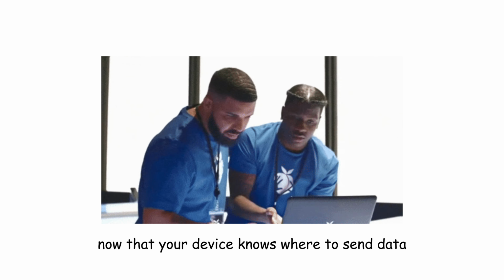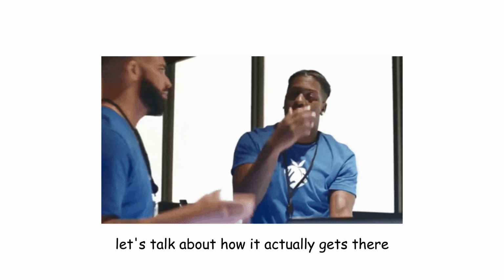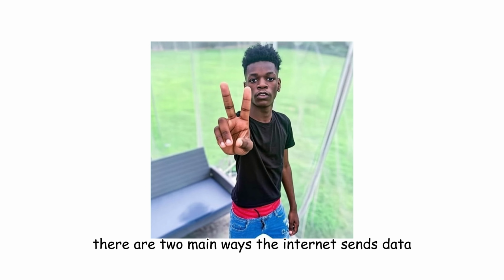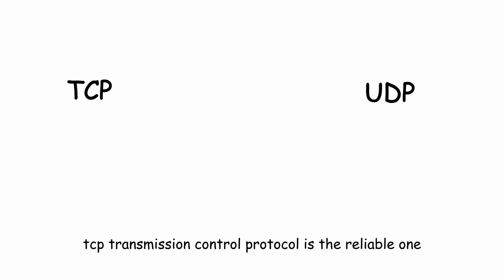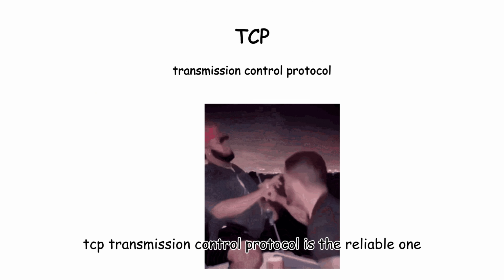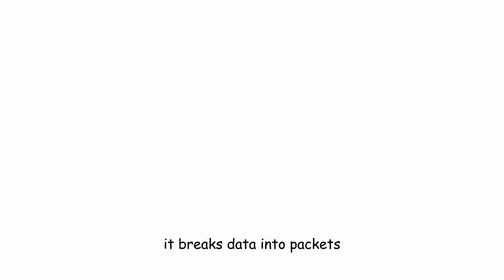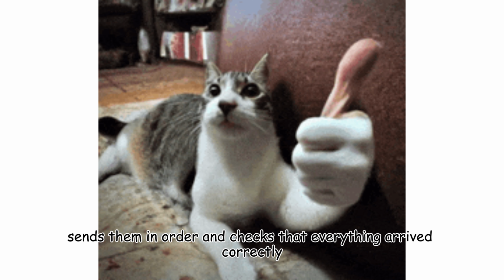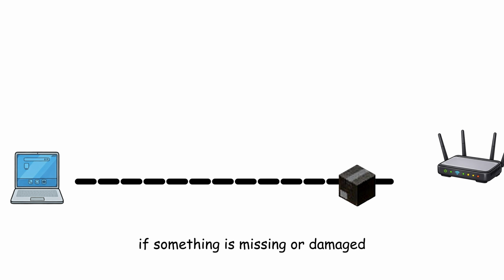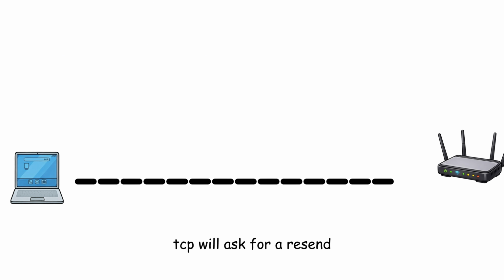Now that your device knows where to send data, let's talk about how it actually gets there. There are two main ways the internet sends data: TCP and UDP. TCP, Transmission Control Protocol, is the reliable one. It breaks data into packets, sends them in order, and checks that everything arrived correctly.